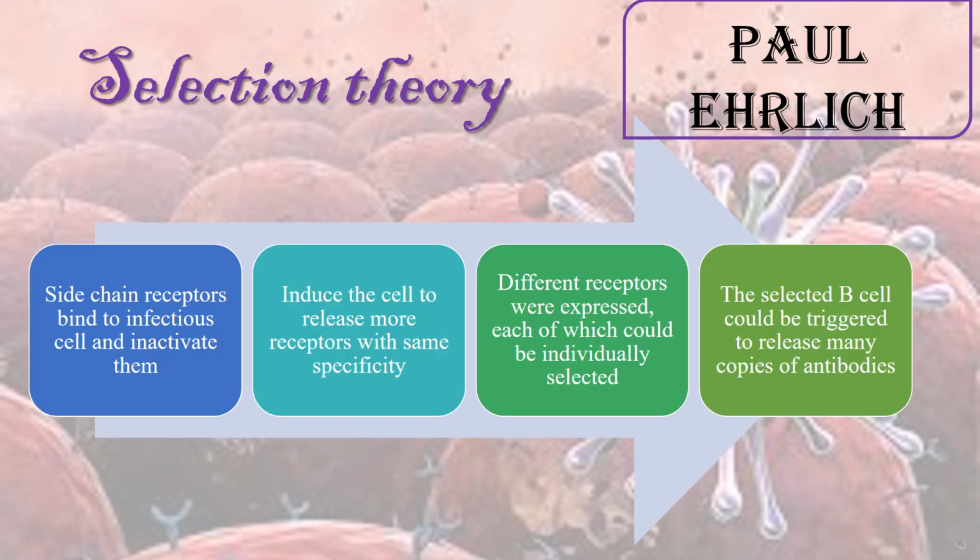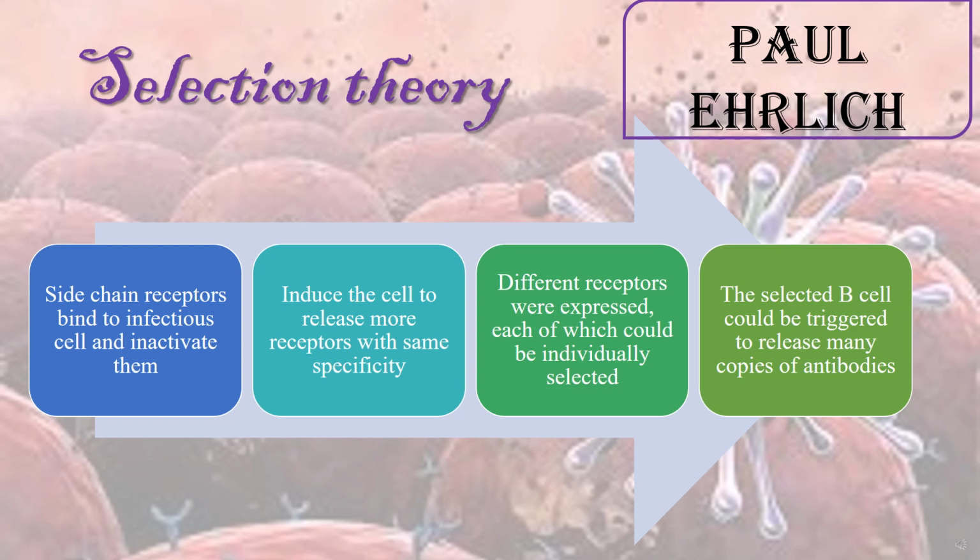The concept of the selective theory was given by Paul Ehrlich in 1900. He explained the origin of serum antibody. Ehrlich proposed that cells in the blood expressed a variety of receptors, which he called side chain receptors, that could bind to infectious agents like the fit between a lock and key and inactivate them. This enters the cell to produce and release more receptors with the same specificity. The cells were pluripotent, expressing a number of different receptors, each of which could be individually selected.